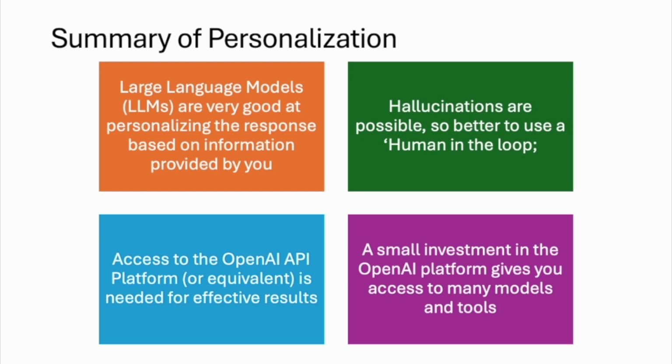To summarize, large language models are very good at personalizing the response based on the information provided by you. So you can add whatever information you want in the form of a file, and the large language model will take that into account when answering your question. Hallucinations are still possible, so it's better to use a human in the loop and use the large language model just to generate the first draft of the answer which is going to be given to the end user or the customer.